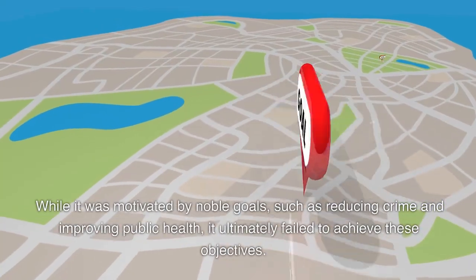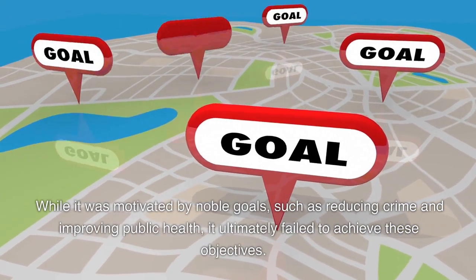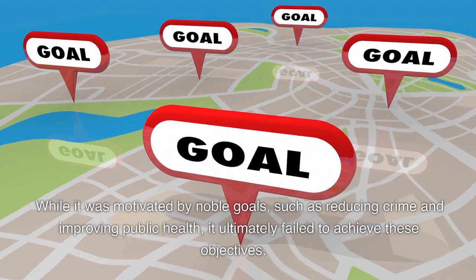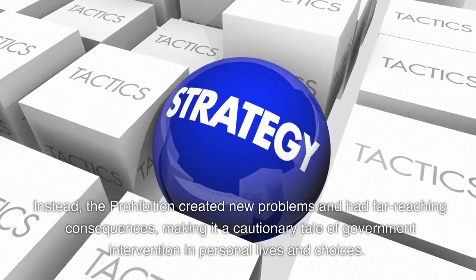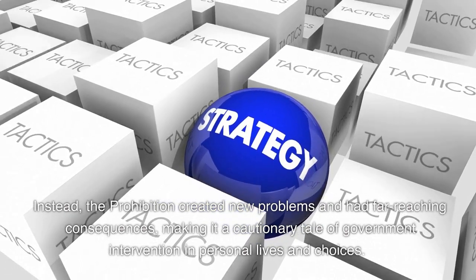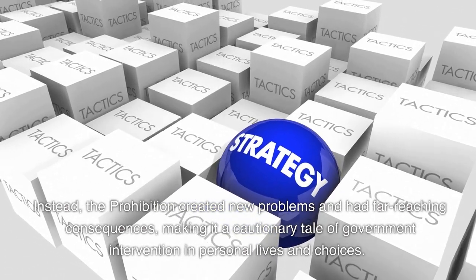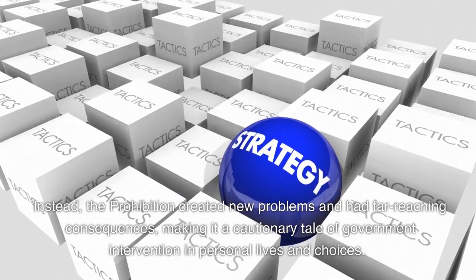While it was motivated by noble goals, such as reducing crime and improving public health, it ultimately failed to achieve these objectives. Instead, the Prohibition created new problems and had far-reaching consequences, making it a cautionary tale of government intervention in personal lives and choices.